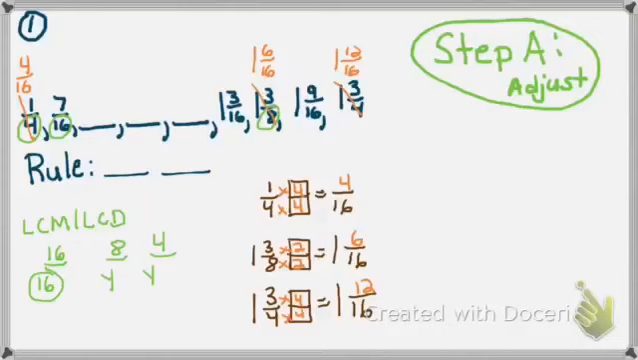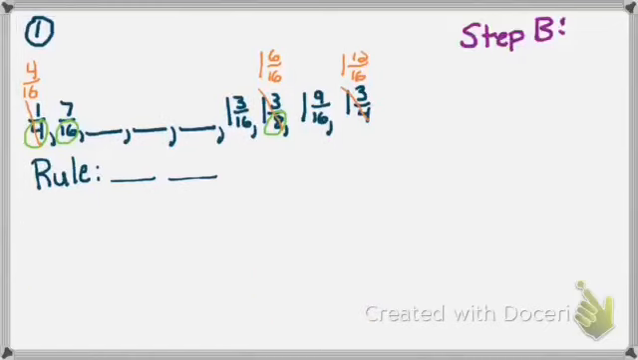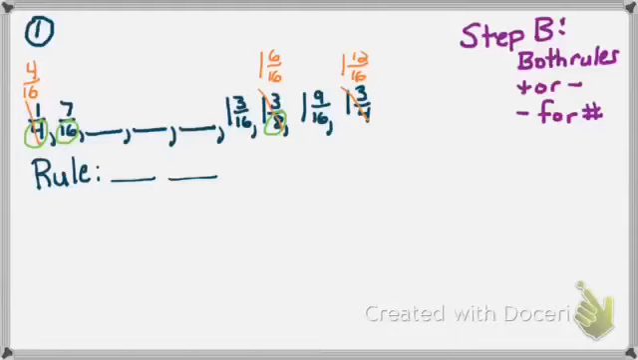So now I have adjusted all of my numbers, and they all have the common denominator of 16. I'm ready to move on to step B. And B stands for both rules. I have 2 rule blanks, so I need to find what goes into both of those rule blanks. Remember, the first one I need to find out, is it a plus or a minus rule? And then I'll need to subtract 2 numbers that are next to each other to find what the number for the rule is.